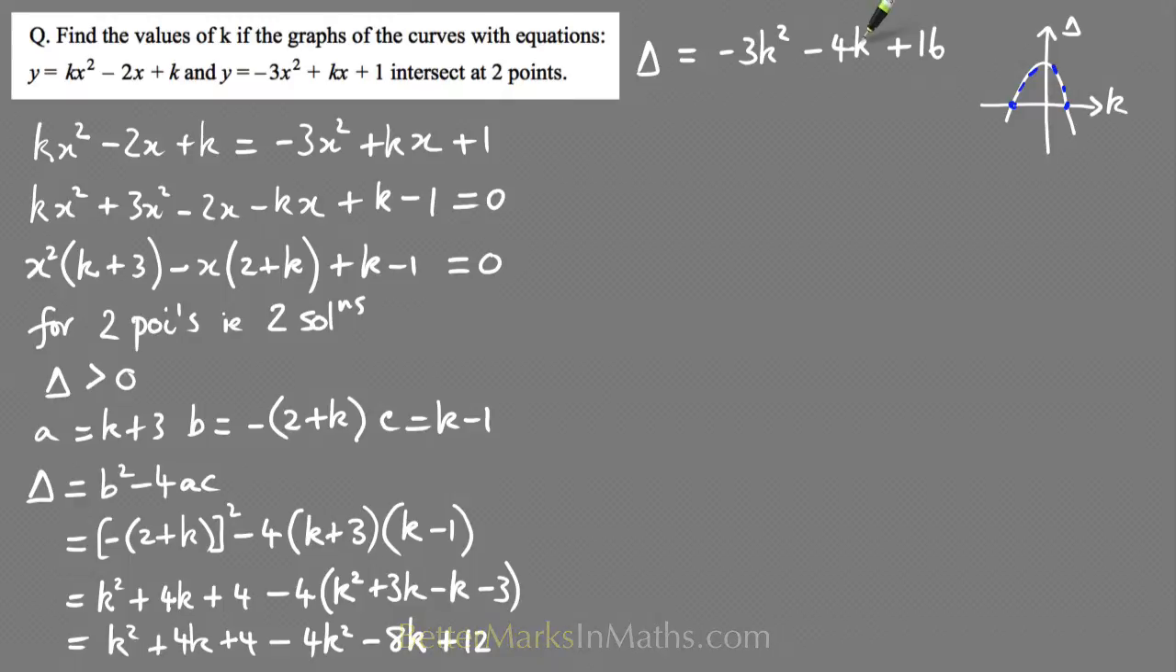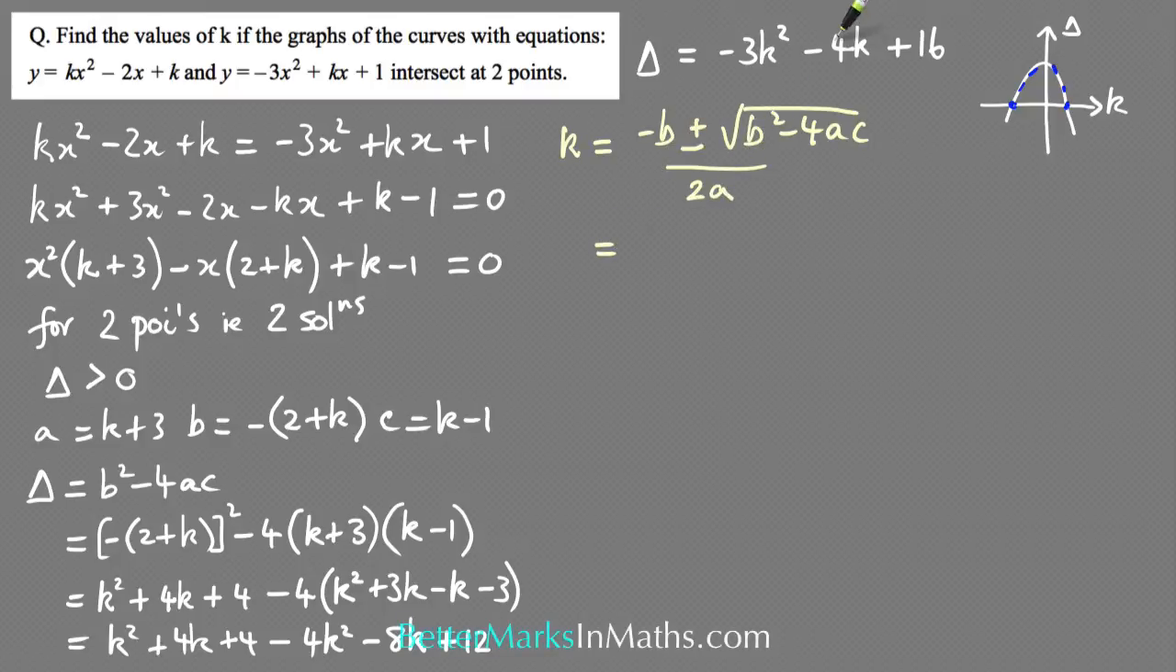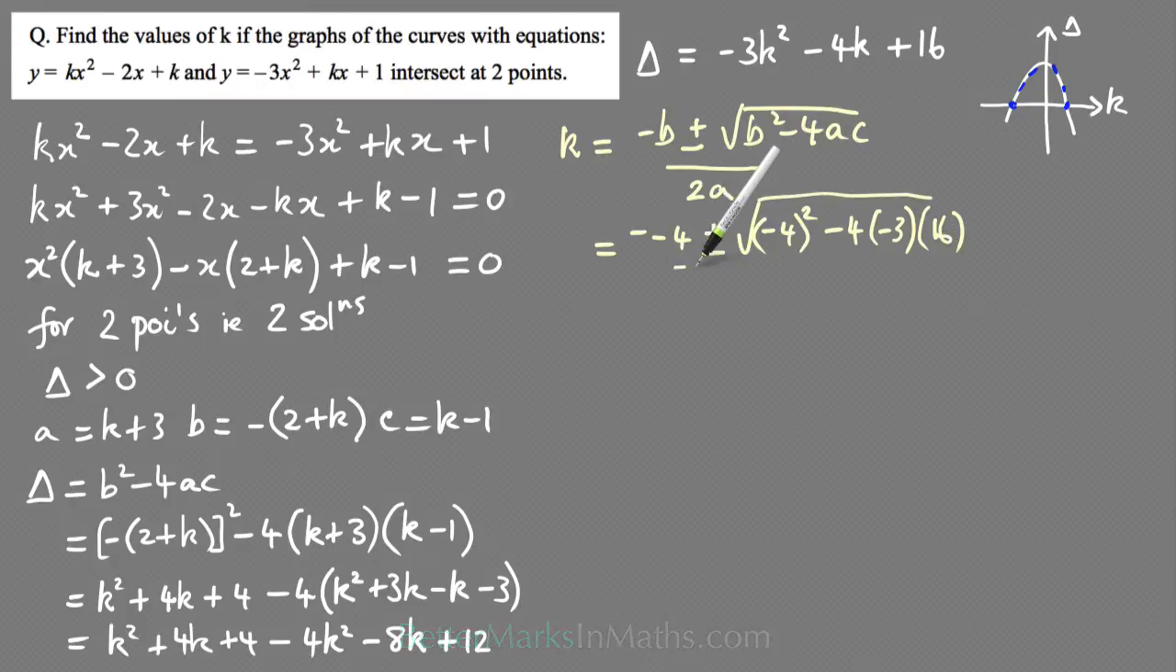So to find the values of k from here, what you need to do is use the quadratic formula, and this time it's k is equal to minus b plus or minus the square root of b squared minus 4ac, all on 2a. The b value is minus 4, so writing that down, minus 4 plus or minus the square root of b squared, so minus 4 squared, minus 4 times a, which is minus 3, times c, which is 16. And then all of that's over 2 times minus 3.